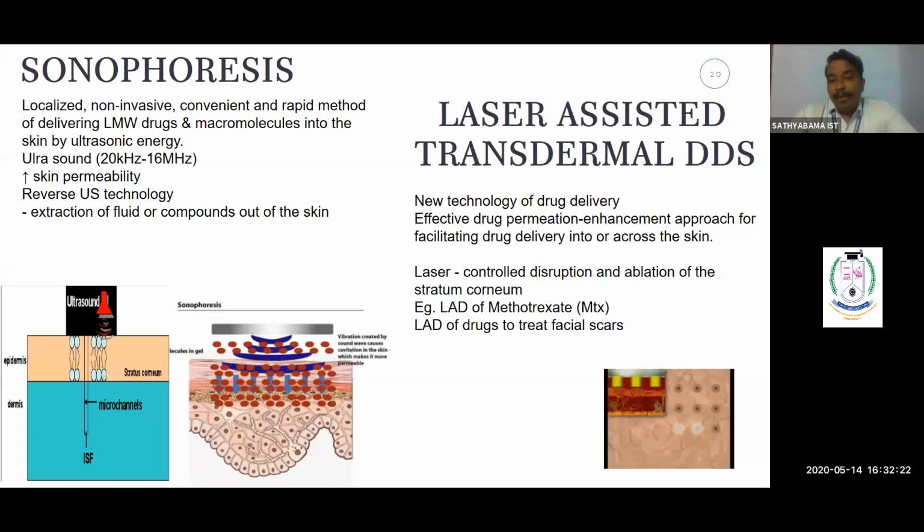Likewise, here, instead of ultrasound, we will be using a laser along with the drugs placed over the skin. The laser will enhance a similar kind of controlled disturbing of the cells, as well as abrasion of the cell surface, that is the epidermis, so that the drug can enter inside it. So this is a common process used for treating skin or facial scars.